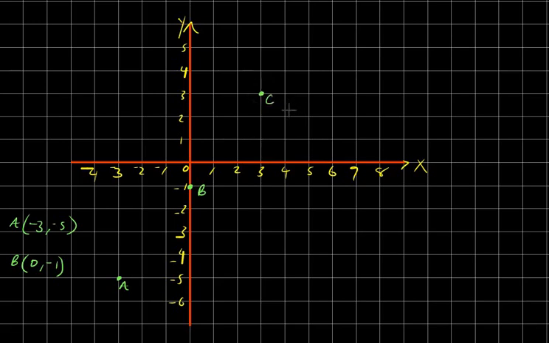Let's see if we can connect these 3 points with the same straight line. Let me use white here. So we have the point A, let's connect it to the point B, and connect that to the point C. After connecting the points A, B, and C, we can clearly see that these points are lying on the same straight line. Therefore we can conclude that they are collinear points.